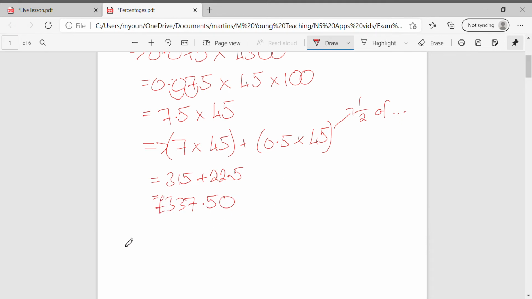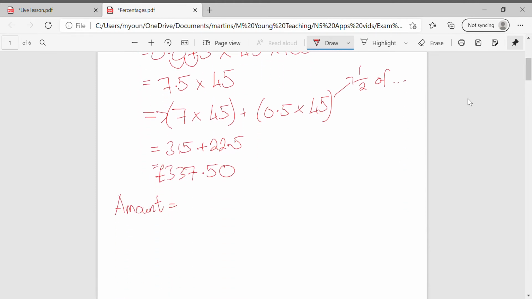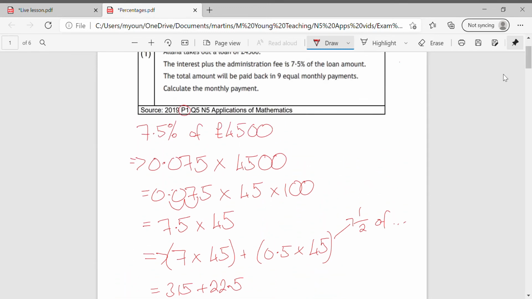So the actual amount to pay back is obviously going to be the loan amount, which was 4,500 that we started with, plus that percentage that we're adding on, so 337.50. Again, if you need to do a sum at the side, just do that. But hopefully this is quite a straightforward one. So it's going to be £4,837.50, just adding the 3 onto the 5, the 3 onto the 0, 7 onto the other 0, and so on. So that's the amount to pay back, and it's getting paid over 9 equal payments.